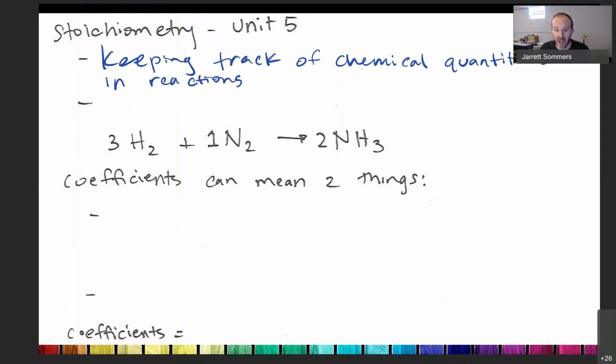Again, if I'm going too fast, sound off in the chat. Oh gosh, all right, just let me know. So keeping track of chemical quantities in reactions is basically like if you start with X amount of something, how much of something else you're going to end up with. Or if you have X amount in grams of this one thing, how much of this other thing are you going to need to react with that?